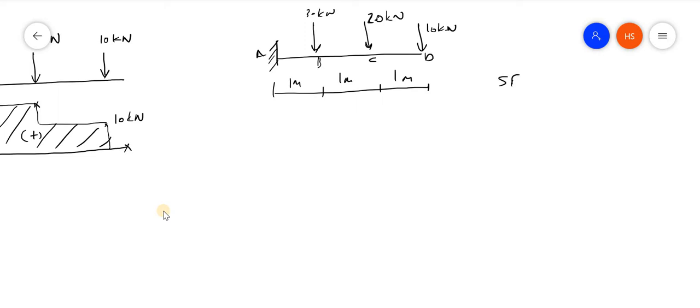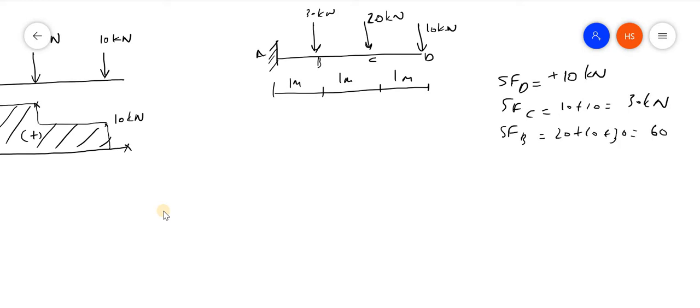Now, what is the shear force at D? It is downward, therefore I can take positive 10 kilonewton. Next, shear force at C. What will that be? 10 plus 20, that is 30 kilonewton. Then shear force at B: 20 plus 10 plus 30, that is 60 kilonewton. Again, shear force at A is also 60 kilonewton.